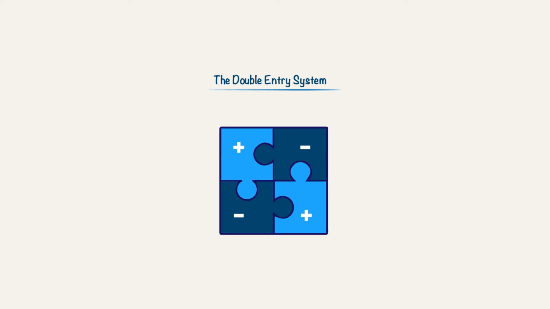The double entry system. Double entry bookkeeping is a system of accounting in which every transaction has a corresponding positive and negative entry of debits and credits. Every transaction involves a debit entry in one account and a corresponding credit entry in another account. The rule to remember is debit the receiver and credit the giver.